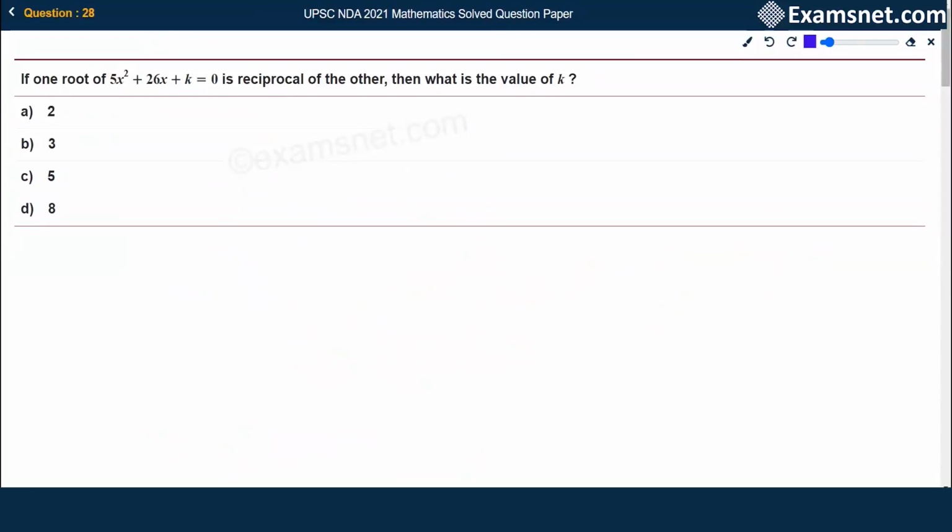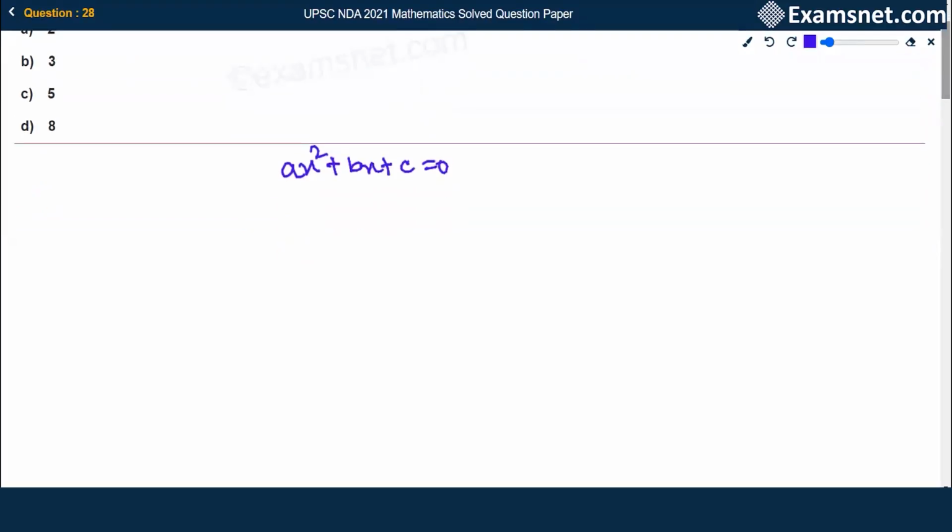It is given in question number 28 that if one root of 5x square plus 26x plus k equals 0 is the reciprocal of the other, then what is the value of k? First let me discuss the quadratic equation. Let us consider the standard form of a quadratic equation as ax square plus bx plus c equals 0, and let alpha and beta be the two roots.